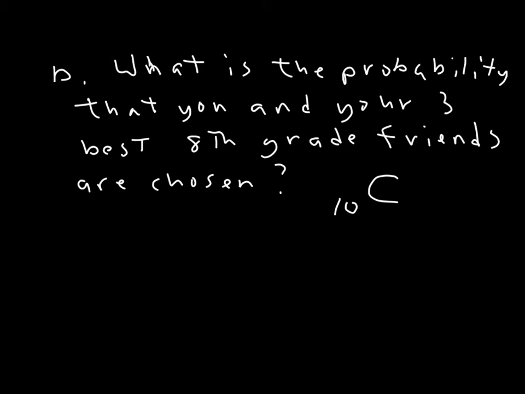So we've done a lot of the work to answer this question. It's a combination of picking from 10 things taken 4 at a time. There were 210 ways to do that, and only one of those 210 ways is you and your 3 best friends. So the probability is 1 out of 210. So you have to get question C right in order to get question D correct.